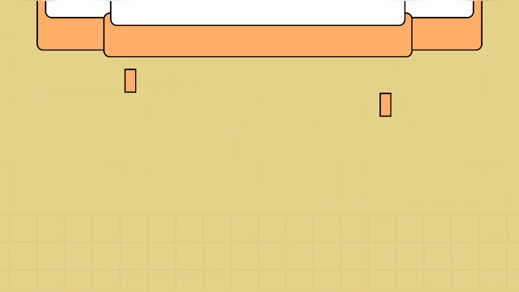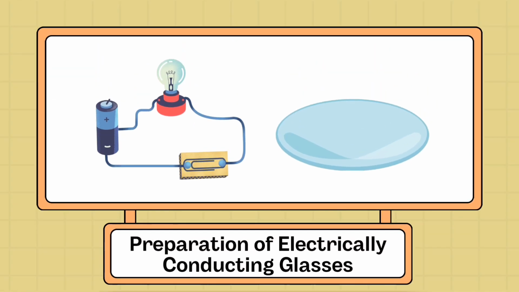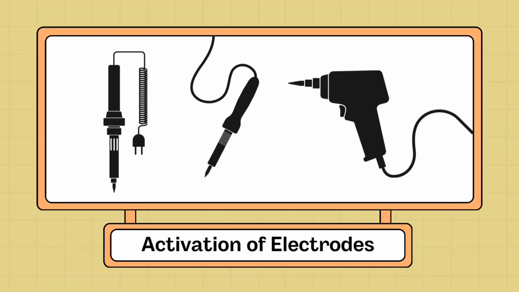Besides, caesium chloride has been investigated for its potential use in cancer therapy. Some studies have explored its effect on cancer cells, although further research is needed in this area. It is also used in the preparation of electrically conducting glasses and screens of cathode ray tubes. Other uses include activation of electrodes in welding, manufacture of mineral water, beer, and drilling muds, and high-temperature solders.